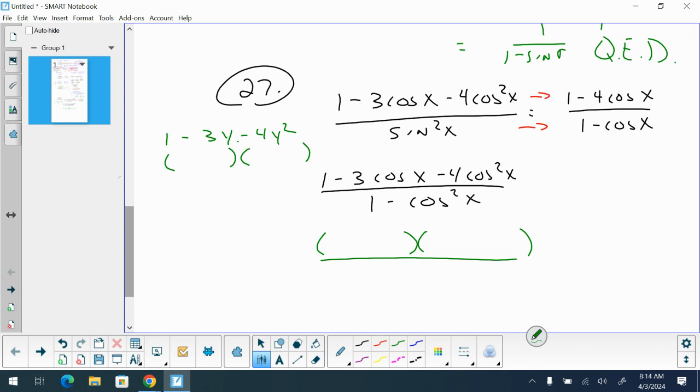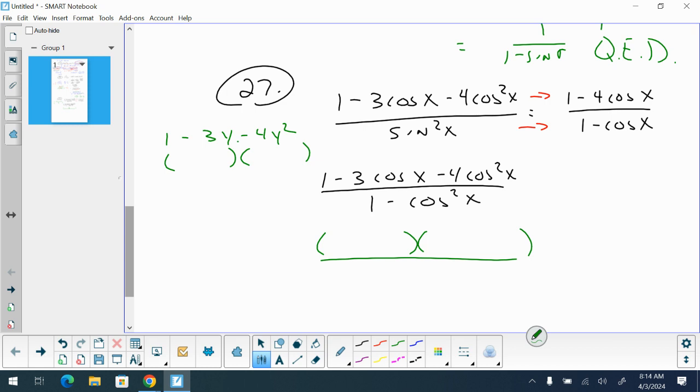Check your factoring with somebody around you. And then translate it down into the problem where rather than dealing with y, you're dealing with cosine. Basically, you take the y out and you replace it with cosine. 1 minus 3y minus 4y squared. Undo your FOIL. What do you have to multiply together to get the 1? That's your first multiplication. What times what is 1?